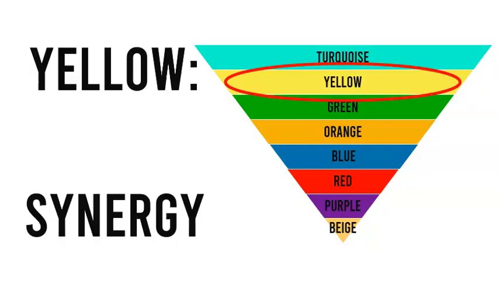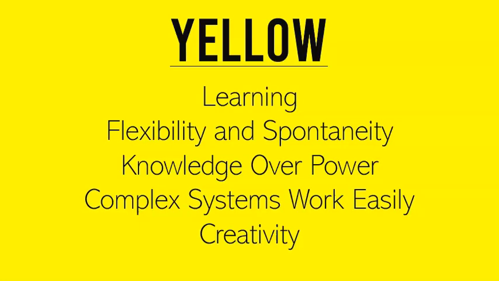Then the next one up is yellow, and that is focused on synergy. So things working together in a harmonious way. More about learning and flexibility, spontaneity. Instead of being power hungry, now people are more into knowledge and building complex systems that work easily. That's where the synergy comes from. And creativity. This is all about innovation and, again, evolving to the next stage.